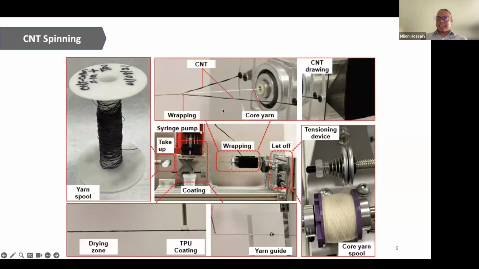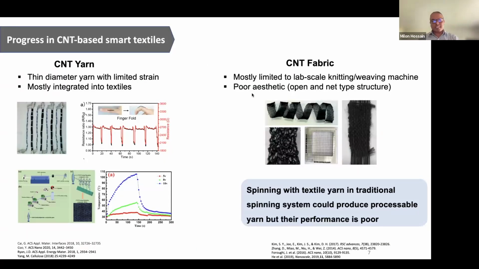So I used different kinds of core yarn, especially cotton and polyester, to increase the diameter and also to increase the strength, because using different core yarns increases their strength. Then I used that to produce different kinds of knit structure. Before going to the different textile processing steps, I just want to show how other researchers developed in this field.